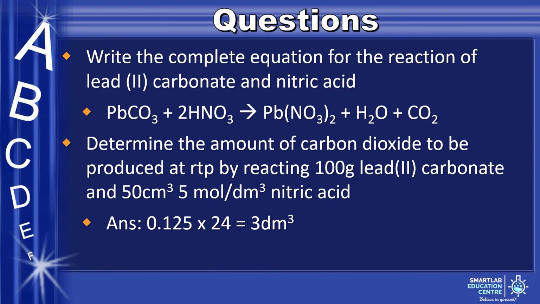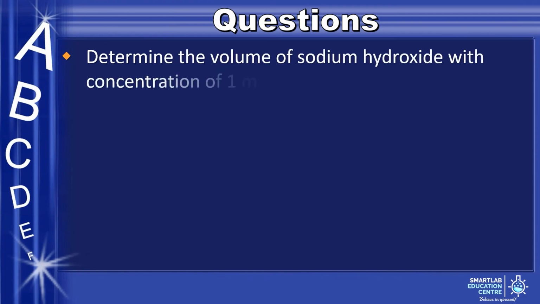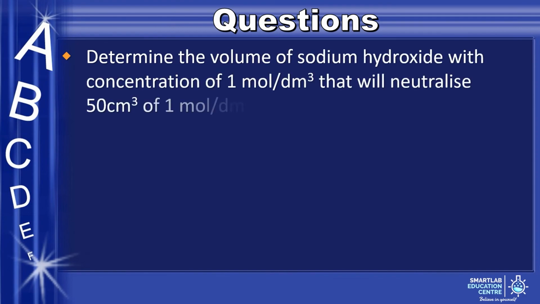Determine the volume of sodium hydroxide with concentration of 1 mole per dm cube that will neutralize 50 centimeters cube of 1 mole per dm cube of sulfuric acid. The answer will be 100 centimeters cube.